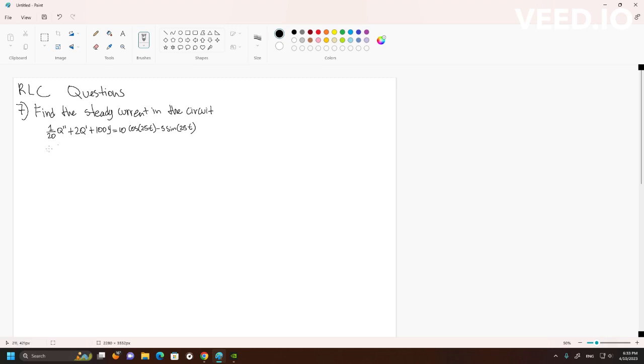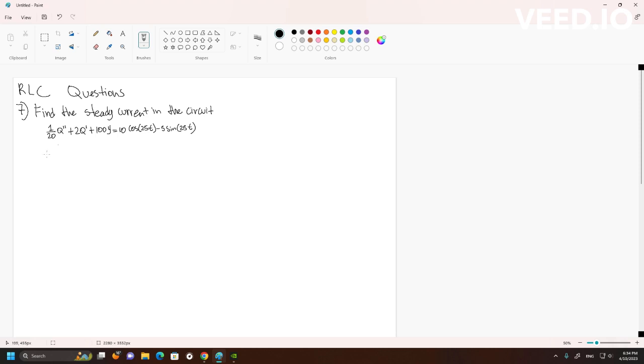Hi everyone, this is the solving step by step for the RLC questions. Today I'm going to explain the seventh question, which is find the steady current in the circuit.